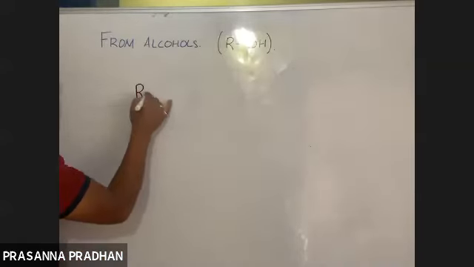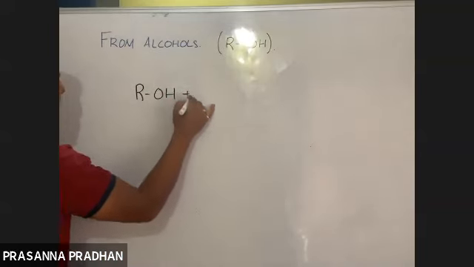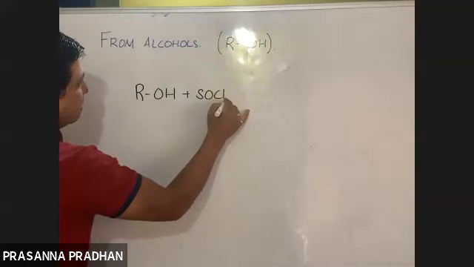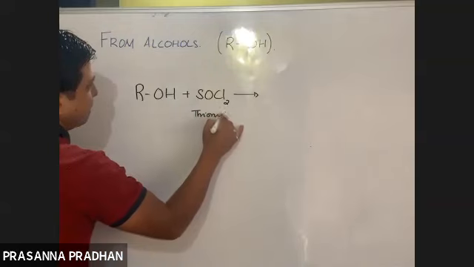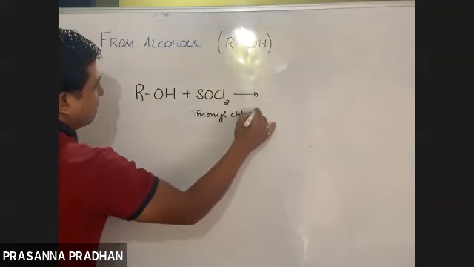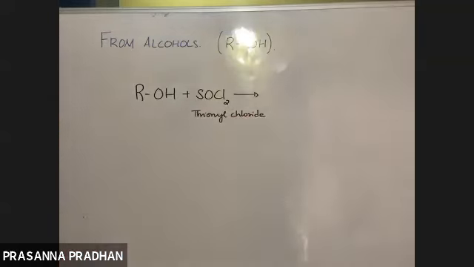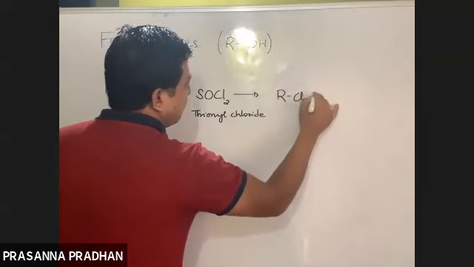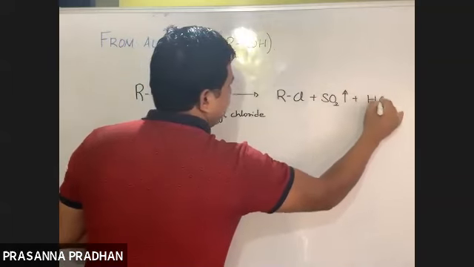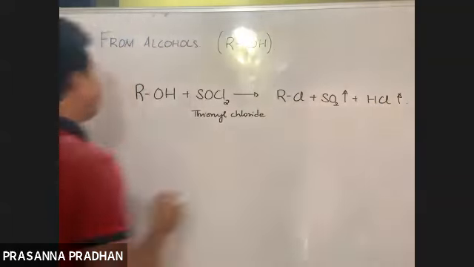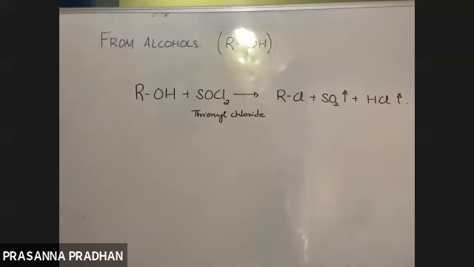Now, when alcohols are treated with SOCl2, what is the name of this compound? This compound is known as thionyl chloride. So when alcohols are treated with thionyl chloride, we get alkyl chloride plus SO2 plus HCl. So what is the significance of this upward arrow? Yes, any one of you? What does it suggest? It suggests that the side products are gases. Upward arrow means these are gases.